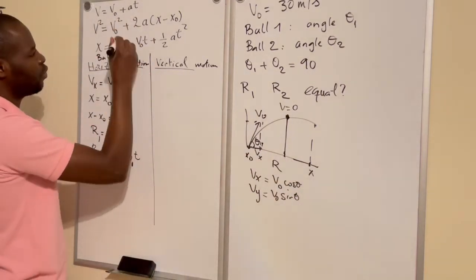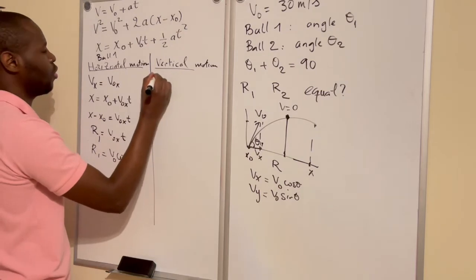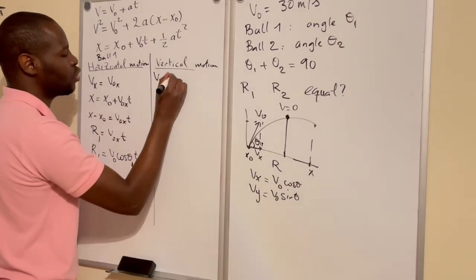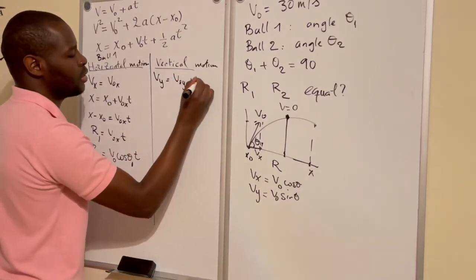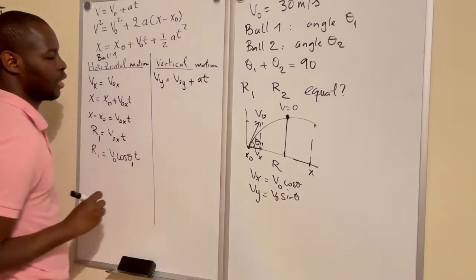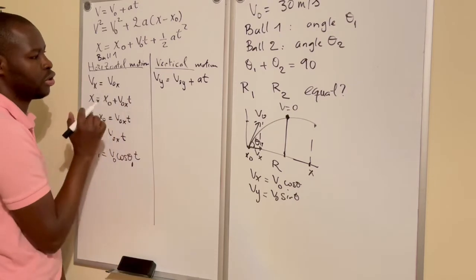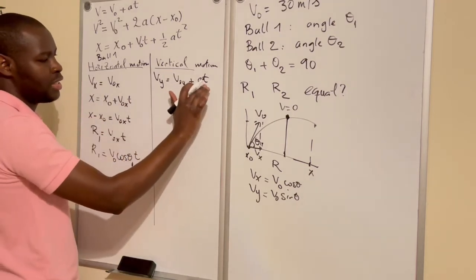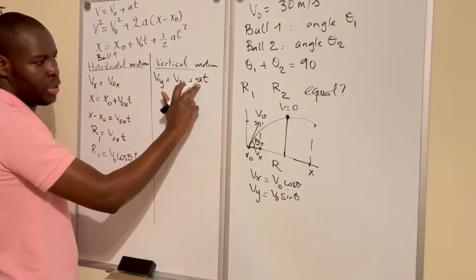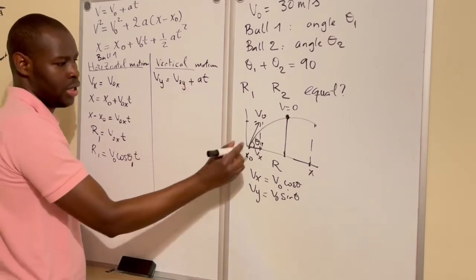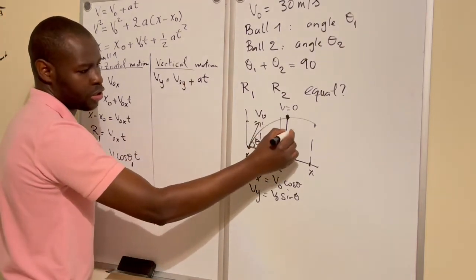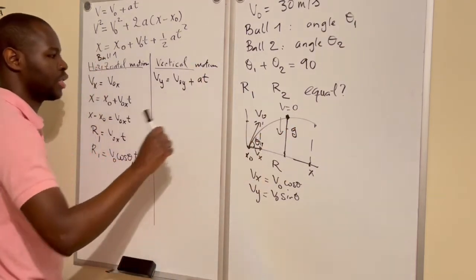We can go ahead and rewrite our equations for the vertical motion. So Vy equals V0y plus at. Again, we're just rewriting the expression in terms of vertical and horizontal motion. This one has t in it, it has a in it. What's the acceleration for vertical motion? It is g, so it's going to be minus g, because it's going down.